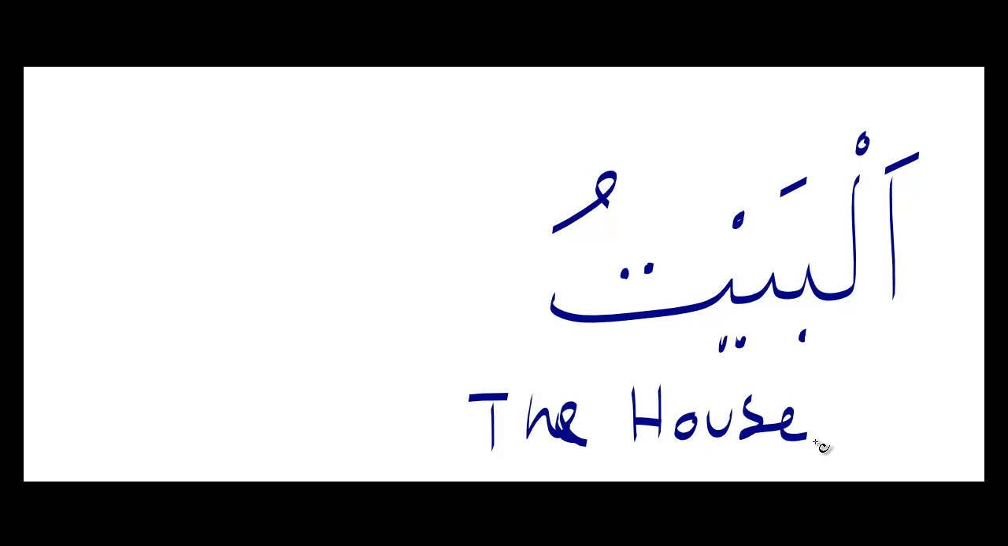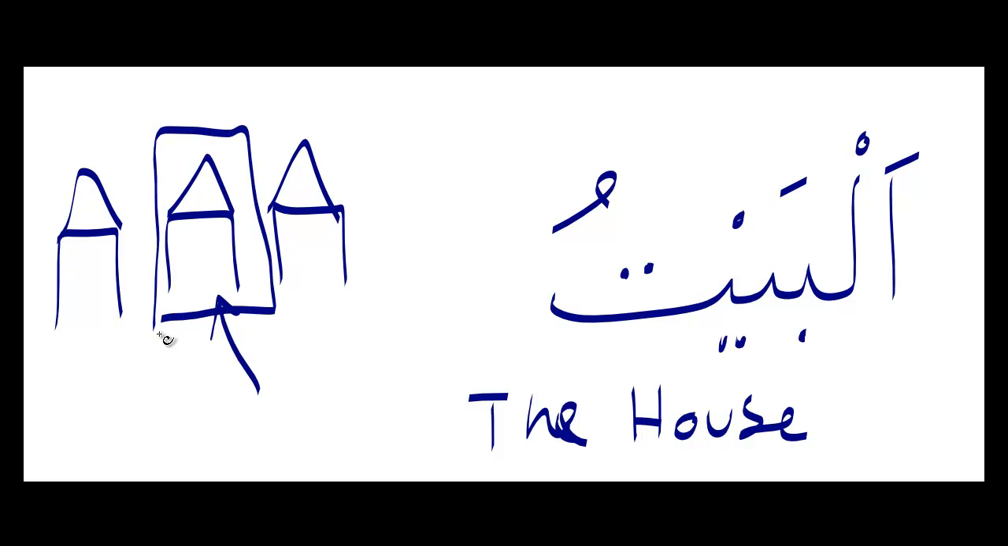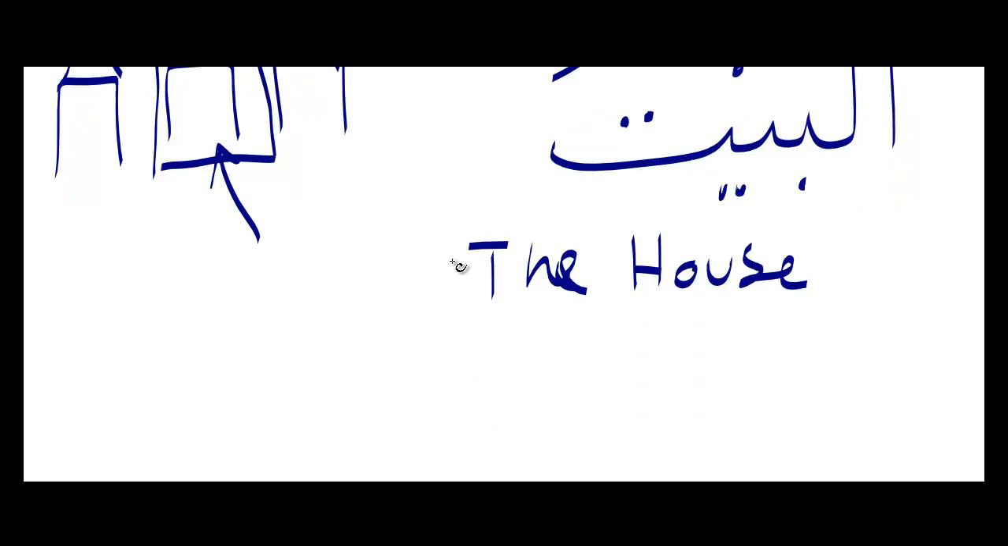Now when I add the alif lam and it becomes al-baytu, then I change it to the house. So if there's 3 houses and I say let's go to the house, the specific one, and the specific one means it can only be one house. So now that we've got that down, let's move on to making our very first sentence.